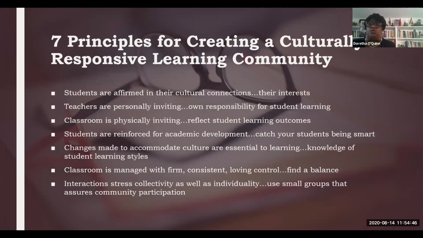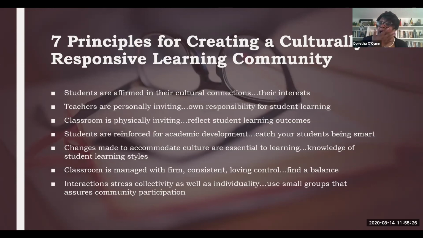And whether you refer to any of this information with him or not, allow yourself to engage with him in ways that he will be able to draw out of each of you a place of beginning to build a culturally responsive learning community. And then interaction, stress, collectivity, as well as individuality. As Americans, we look at our world from an individual lens. We have many students from different cultural backgrounds that are collective groups.